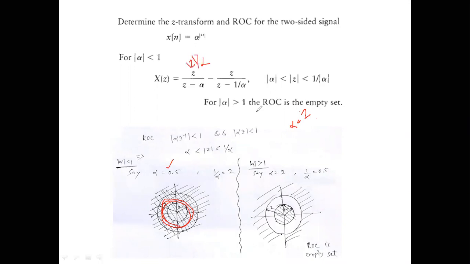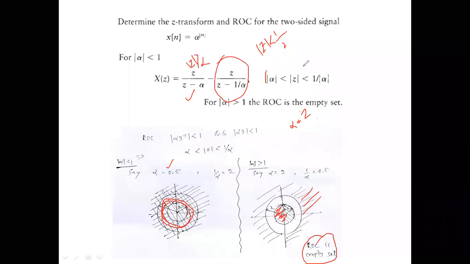The first one is stable for magnitude greater than alpha, here outside the circle. And the second sequence is stable for magnitude z less than 1 by alpha. Now 1 by 2 is 0.5 here. So both the ROCs do not overlap. So this ROC is an empty set. You can see this ROC is an empty set.